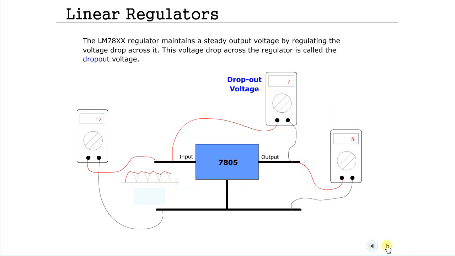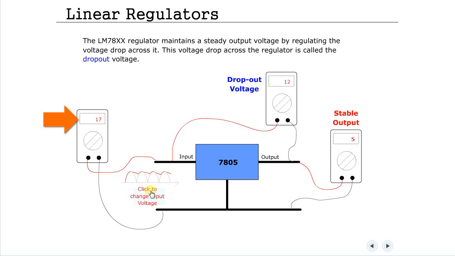The LM78XX regulator maintains a steady output voltage by regulating the voltage drop across it. This voltage is called the dropout voltage. For example, if the input voltage is 14 volt, to maintain an output of 5 volt, 9 volt is dropped across the regulator. If the input is adjusted to 15 volt, the output remains at 5 volt. 10 volt is dropped across the regulator.